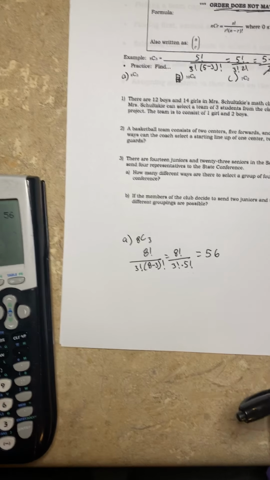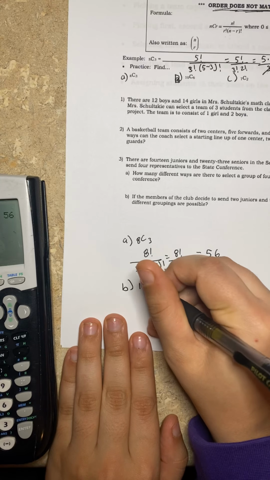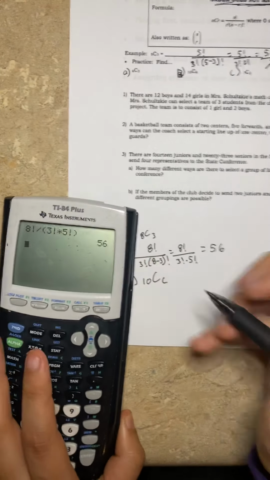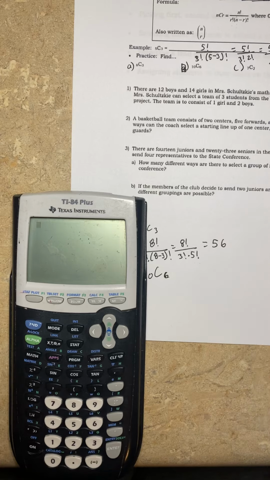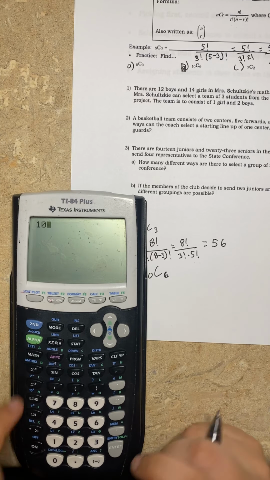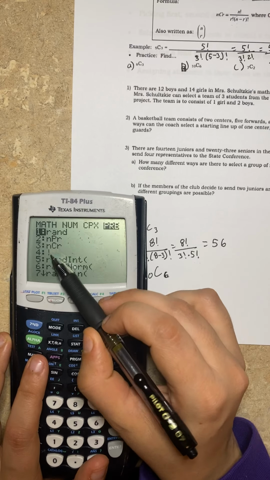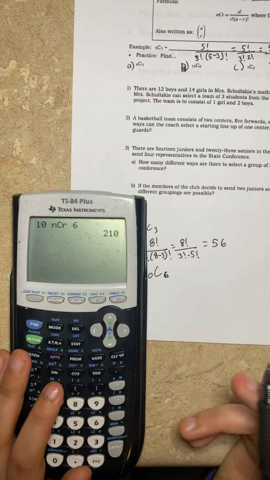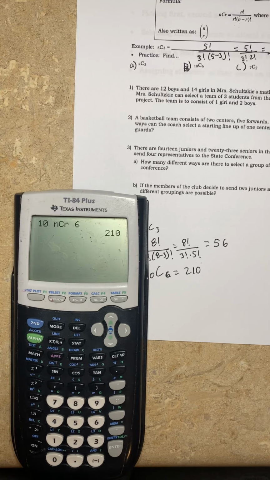Okay? And another way to do this, I'll show you with letter B, where we have 10 combination 6, is there's a combination option. Just like yesterday when we had a permutation option in our calculator, you can do 10, math, go over to probability, and look, there's an nCr option. So you hit that option and hit 6. And so that gives me 210. So without having to do any other work or writing out the equation, it automatically gives that to you.